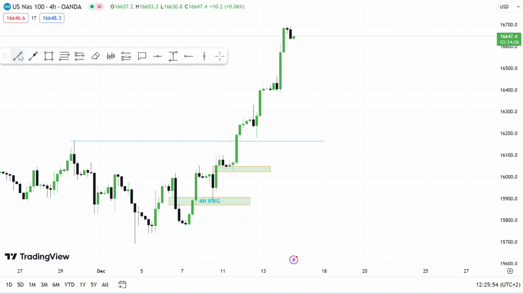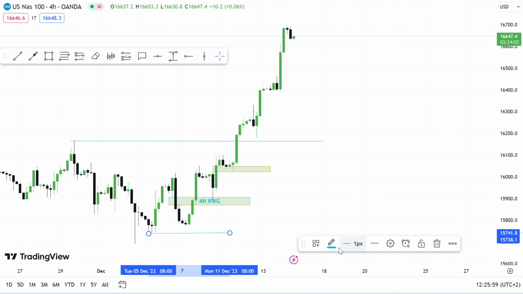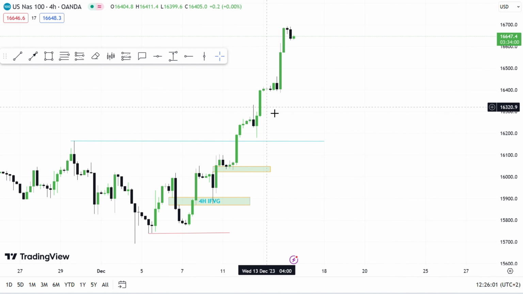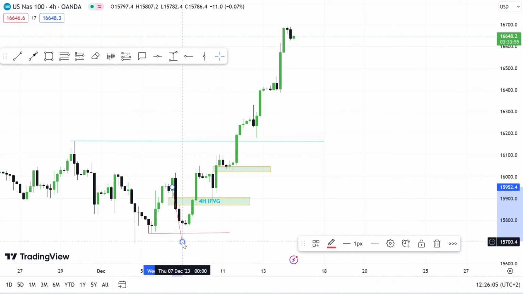So the market had to do this. Okay, let me explain it this way. I'll mark the low with red. Okay. So the market had to do what? From this point, come back, break this low, right?